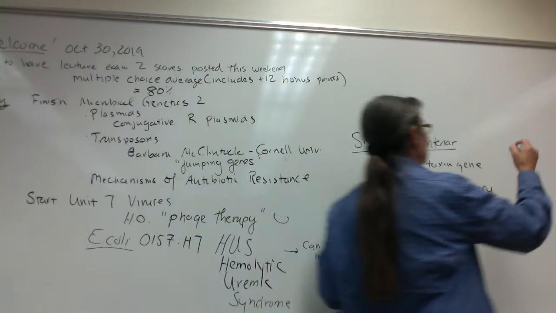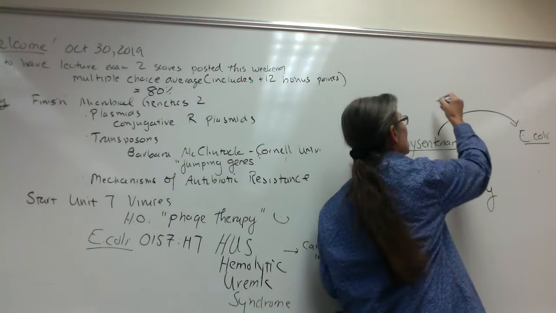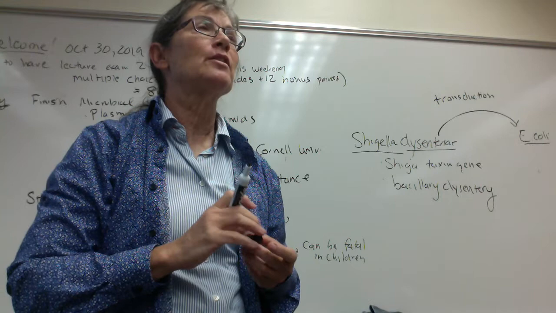It was through horizontal gene transfer. And we now know it was through transduction. And you guys, just as a quiz, what is transduction? If we're talking about horizontal gene transfer, who or what carried the Shiga toxin gene from Shigella to E. coli O157:H7? Do you remember transduction?